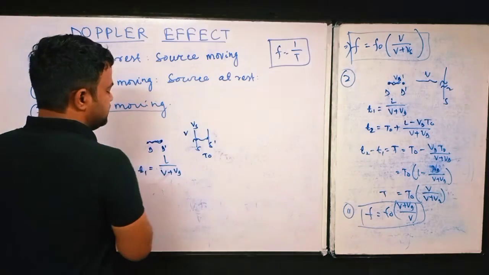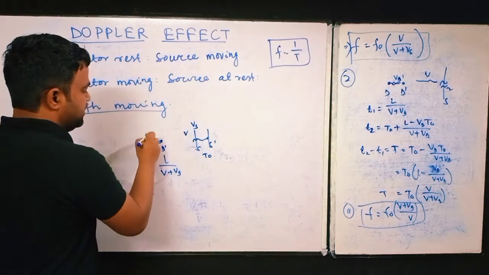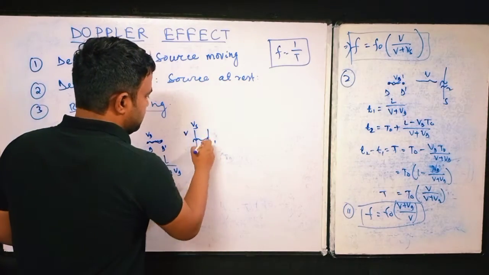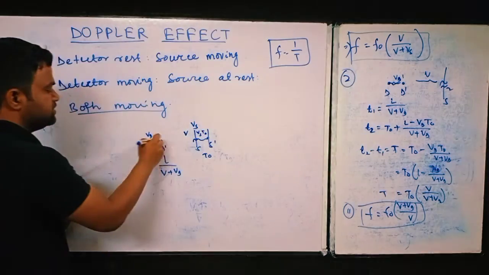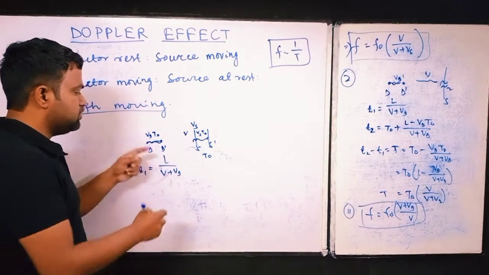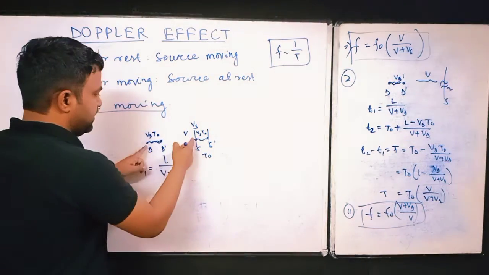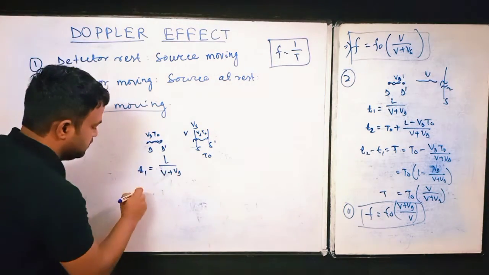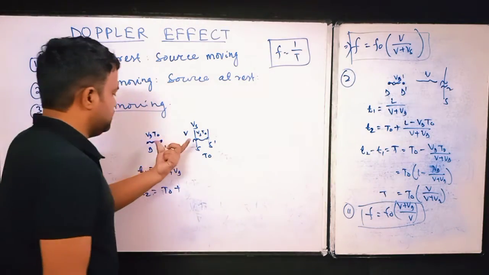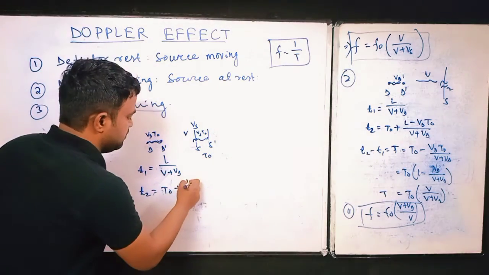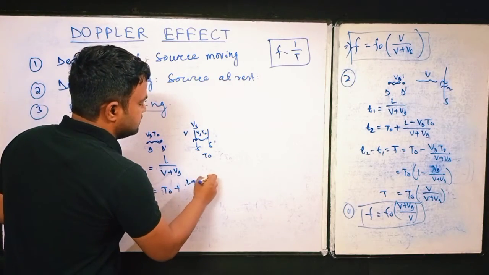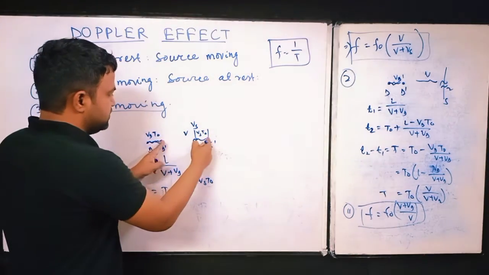Let's say the source is moving with a speed Vs, and your detector is moving with a speed Vd. So the distance here will be Vs T0, and this distance will be Vd T0, because in T0 time all this movement happened. So what will be the new distance? The new distance we can write as L plus this minus this. So T2 will be, of course, after T0, so T0 plus, as I told you, initially L is the distance, then the source has moved away, so this will be Vs T0.